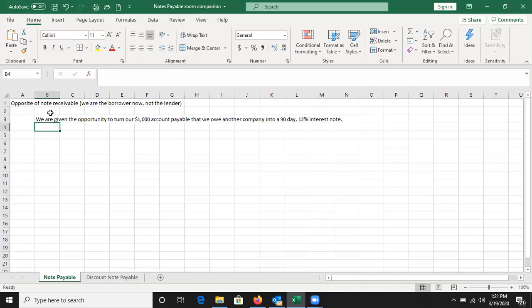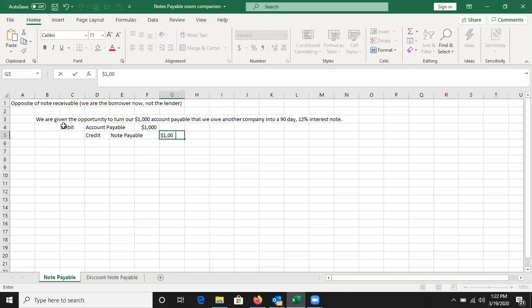Okay. So the first thing we would do in a situation like this, if you remember back to notes receivable, we have to get the account payable off of our books, and then we have to recognize a note payable. Notes payable and accounts payable are both liabilities, debts we owe. So to get rid of the account payable, we're going to debit account payable. Remember, liabilities, if you're going to decrease them, you debit them. We're going to credit note payable, $1,000. To recognize the note payable, whenever you increase a liability, you have to credit it. So this is how we just created our note payable.